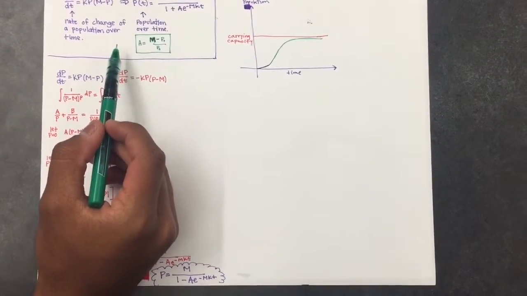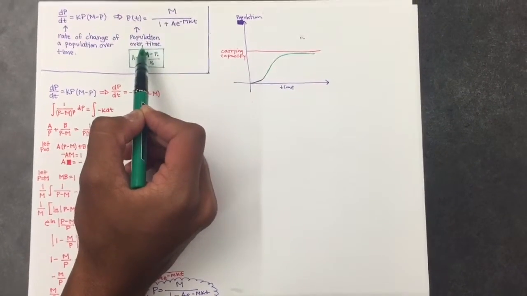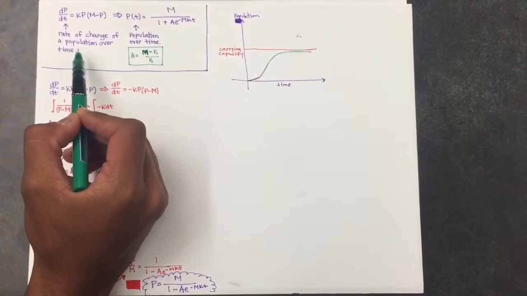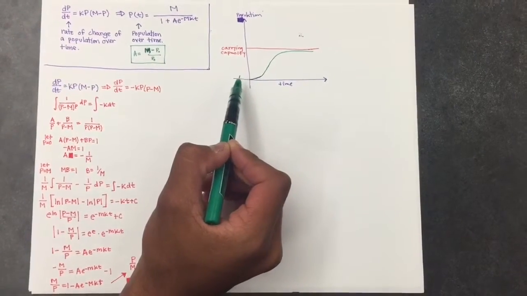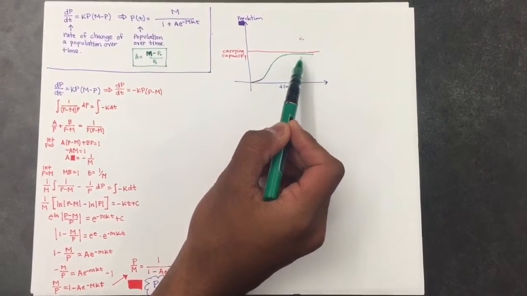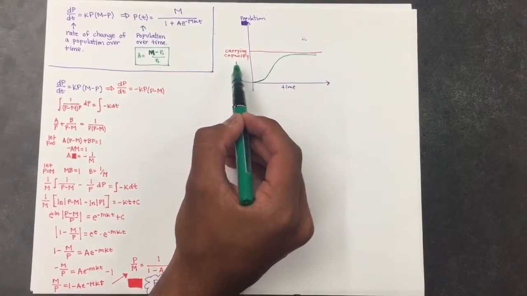Here we have the two formulas needed when dealing with logistic growth. We have P of t, which is the population over time, and we have dP over dt, which is the rate of change of the population over time. As you can see by the graph over here, the population is growing very rapidly, but it soon starts to taper off. This is because every population has a limit, and this limit is called the carrying capacity.